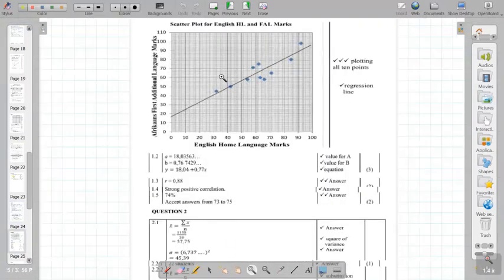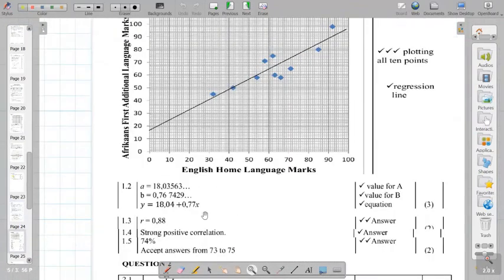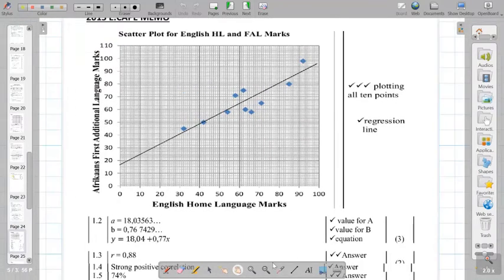Okay. So as you see, first of all, we just dot the points, the marks. So the English language marks are on the x-axis. They gave us, so we put them here. The Afrikaans marks are over there.